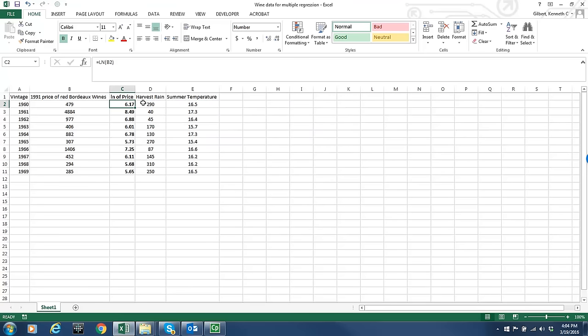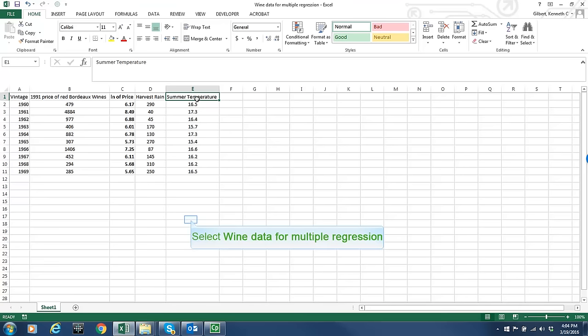Now the two input variables are harvest rain and summer temperatures, and this is based on expert knowledge that when it's hot and when it's dry, the grapes are, I guess, not as watery, and so you get more body to the wine. And something else that supposedly happens is there's less acid in the grapes, so that also gives you a better taste. So hot weather, dry weather is good for wine. So with global warming, we're going to be drinking a lot of really good wine in the future, I would assume.